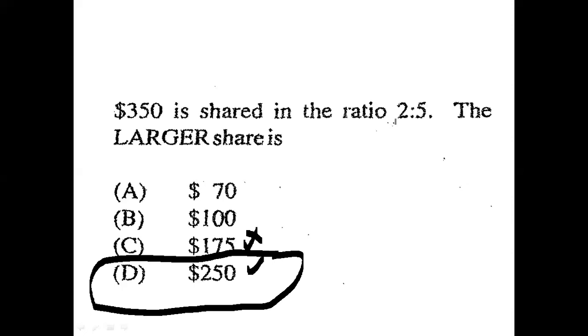As she was saying quite correctly, you add the 2 and the 5, and that gives you 7. You say 7 into 350, and that will give you 50. So 1 unit is 50. If you want to find the larger unit, you just say 5 times 50, which is 250. Or what you did was find the smaller unit, 2 times 50 is 100, then subtract 100 from 350. All right. Any questions?